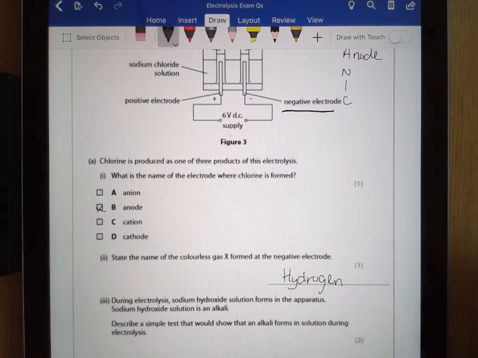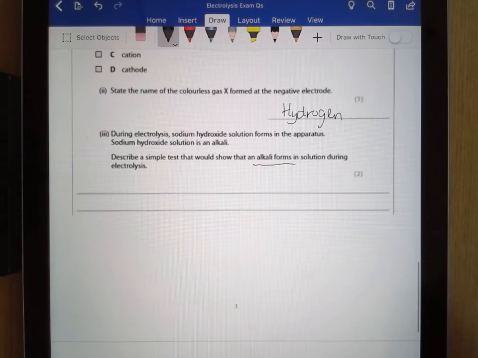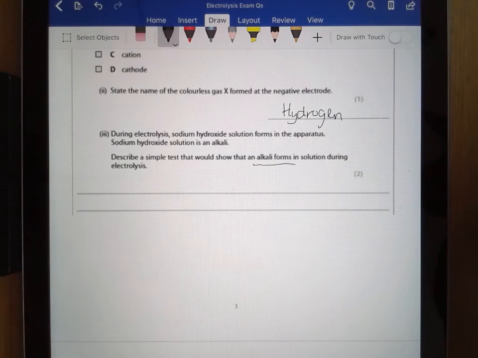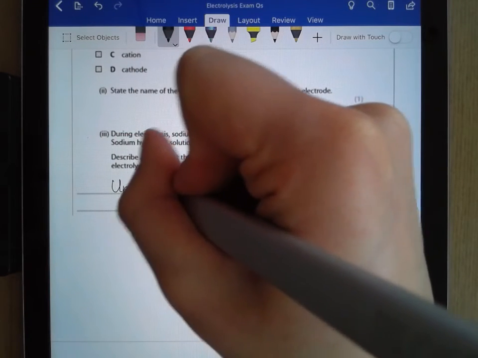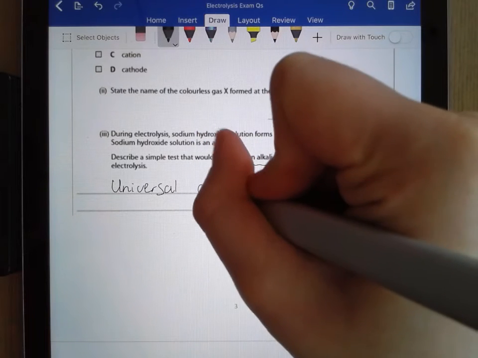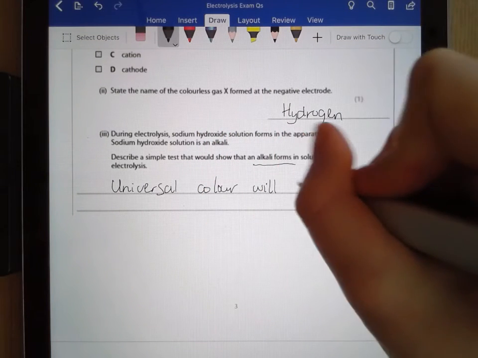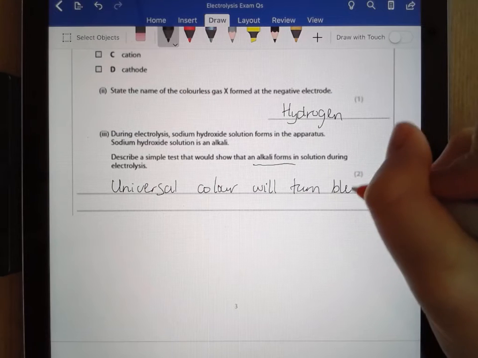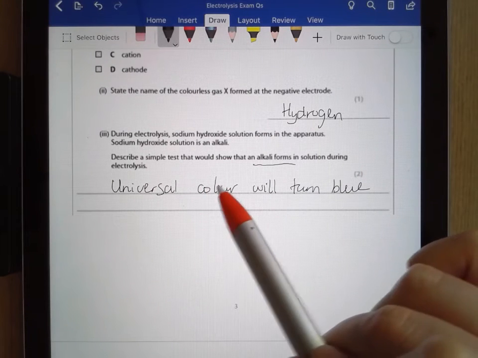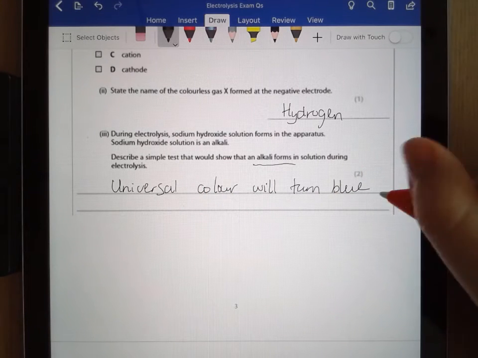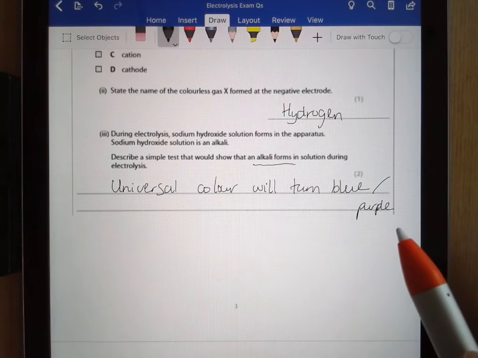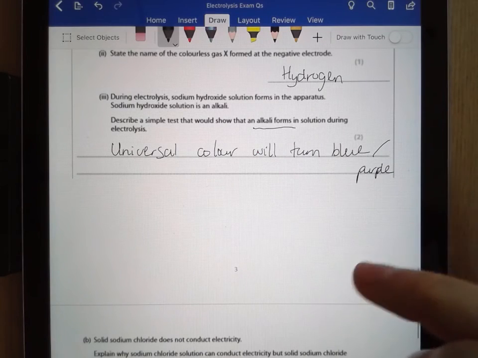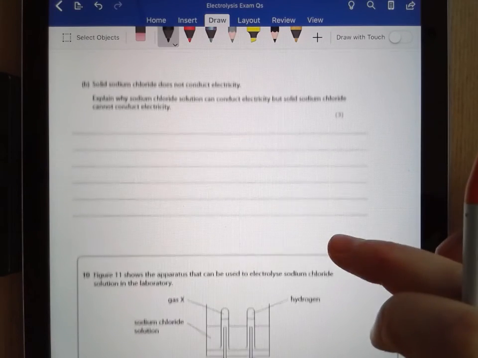Describe a simple test that shows an alkali formed. This doesn't really have anything to do with electrolysis. This goes back to acids and alkalis. If you want to show something is an alkali, you're going to use an indicator. If you just write indicator, you'll get 1 mark. But if you actually give the name of an indicator, so I'm going to say universal indicator will turn blue. To get 2 marks, you need to name an indicator and then tell me what colour it's going to turn. You can say blue or you can say purple. You could have used litmus paper and said it would turn blue. Just give me the name of an indicator and then give me the colour change.